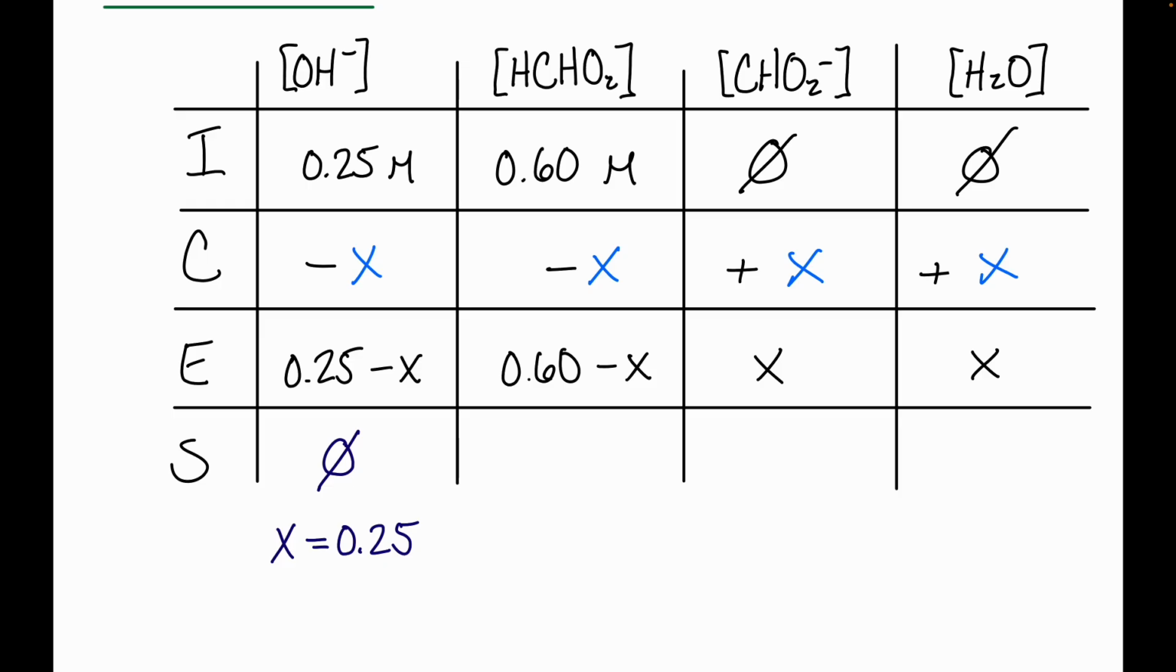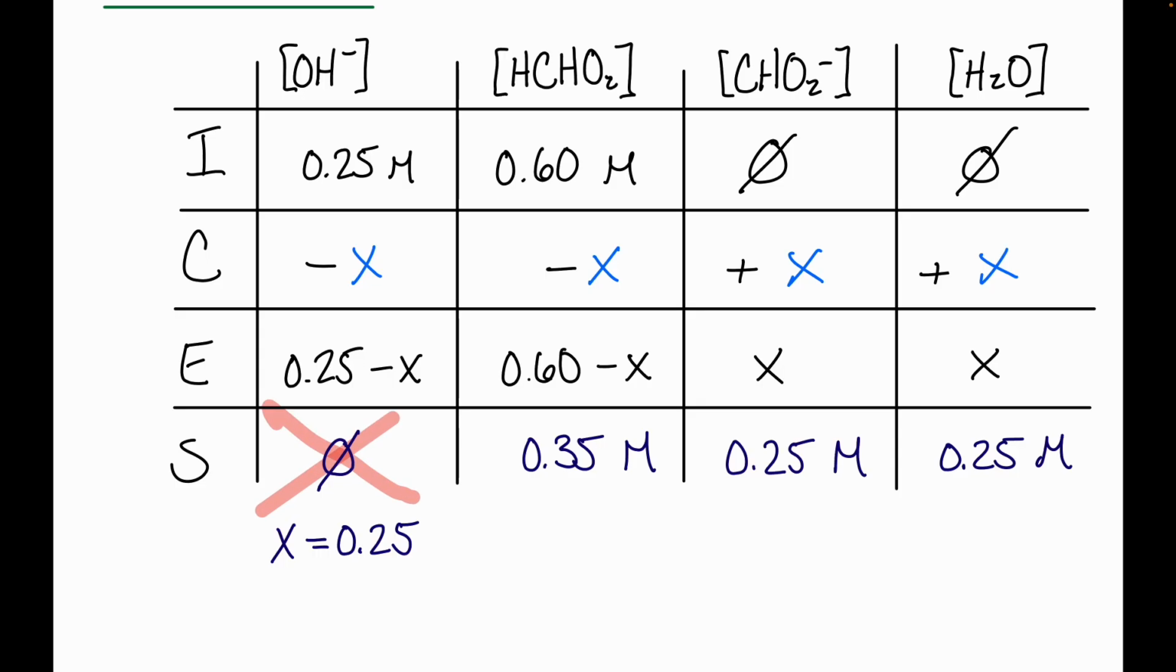So now I'm going to fill in all of my other boxes here by plugging in that value of X. I have 0.35 molar of that HCHO2, 0.25 molar of my conjugate base, and 0.25 molar water has been produced in this reaction. Okay? So if I look at my solution after I've done my acid-base reaction, after it's reached equilibrium here, I don't have any more of that strong base left over. That's all consumed. All right?